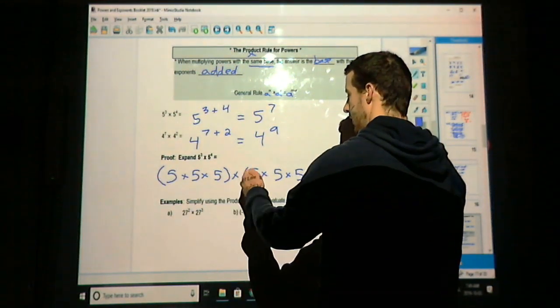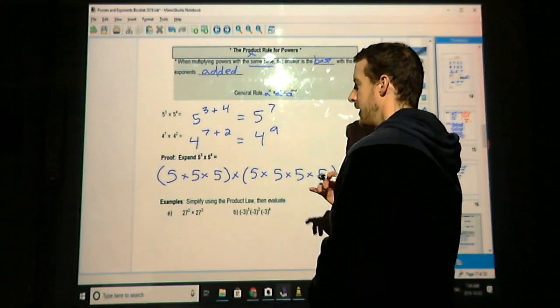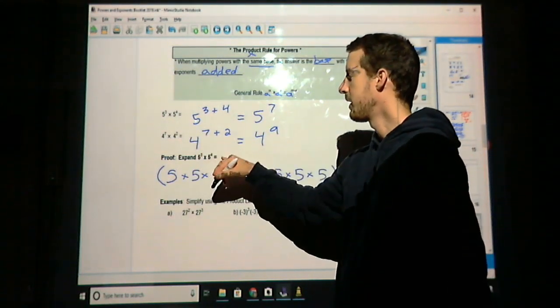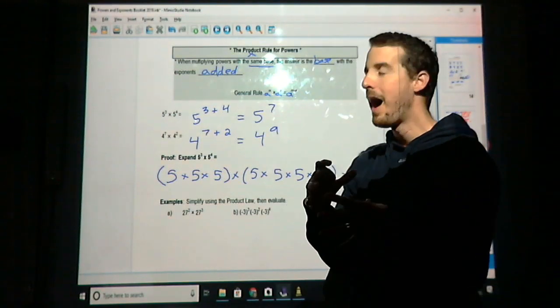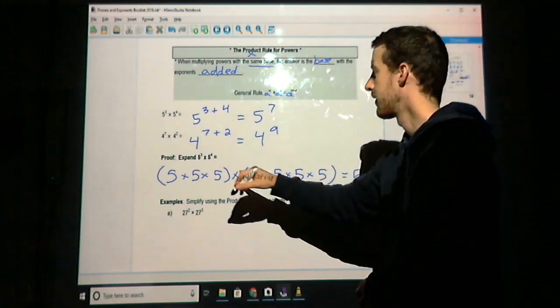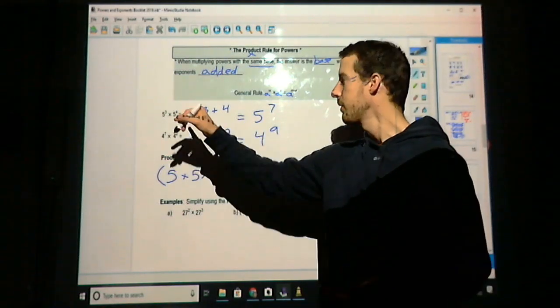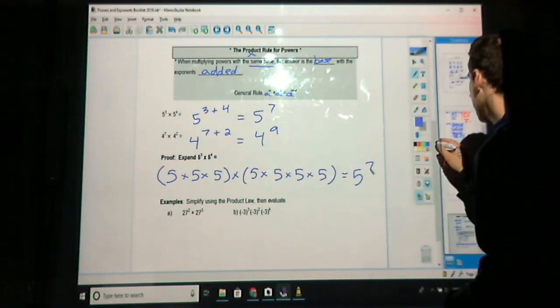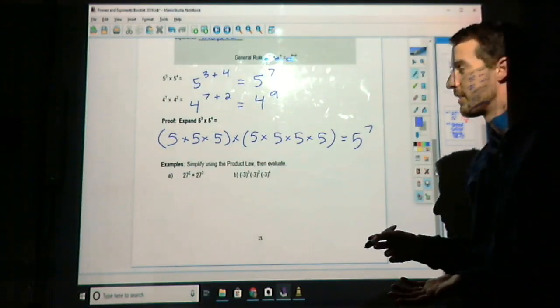We have 1, 2, 3, 4, 5, 6, 7 fives. So then we can simplify that into a power where we have 5 to the power of 7, which is the same thing as 3 plus 4, which we've just done over here. I hope this is making some sense. Again, as always, if it's not, let me know.